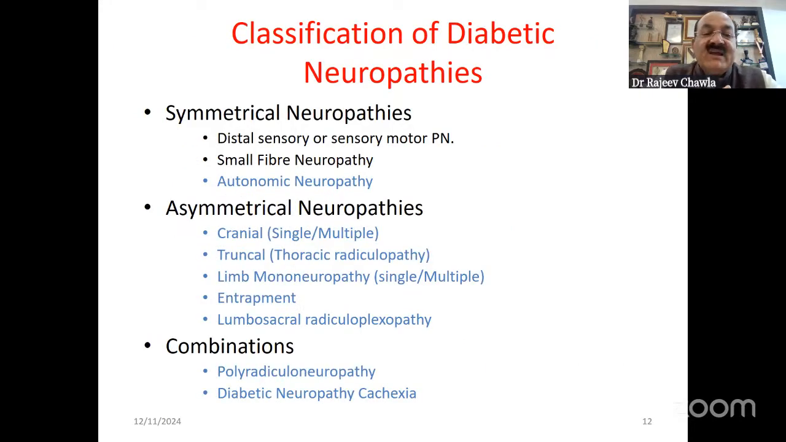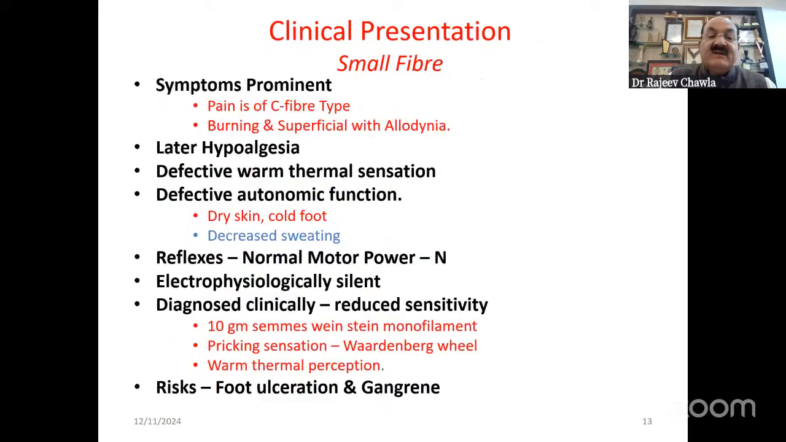So let's see how we can classify diabetic neuropathies. These could be symmetrical neuropathies, where distal sensory or sensory motor peripheral neuropathy is one of the commonest forms of neuropathy. It could be a small fiber or a large fiber neuropathy. It could be an autonomic neuropathy, or there could be an asymmetrical presentation of neuropathy in the form of involvement of the cranial nerves or truncal involvement in the form of thoracic radiculopathy or a limb mononeuropathy, which could involve single or multiple nerves, or entrapment neuropathy or lumbosacral radiculoplexopathy.